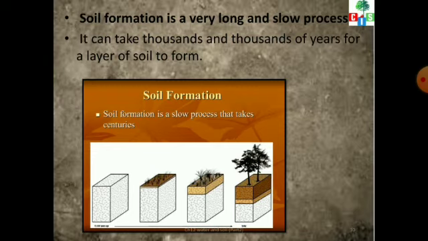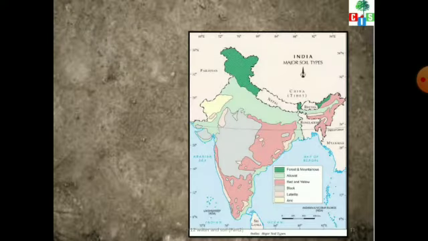Soil formation is a very long and slow process. Children, soil doesn't form in one day or one minute. It takes thousands and thousands of years, and it is a very slow process. Okay. The first layer of the soil is formed after thousands of years.